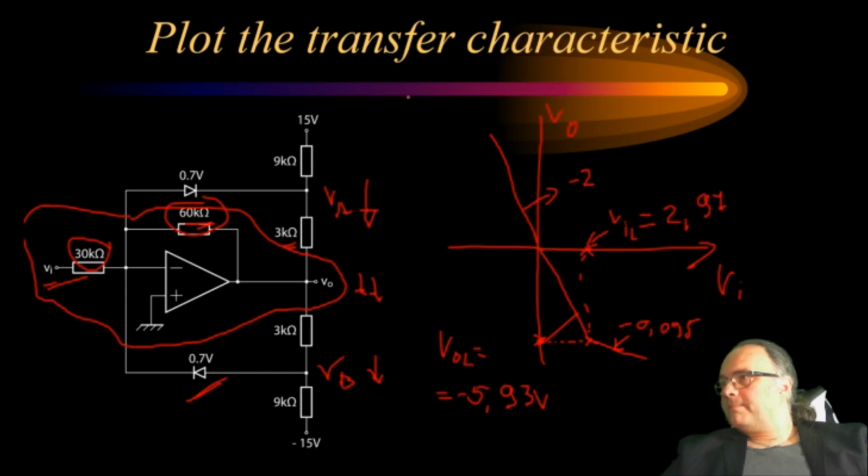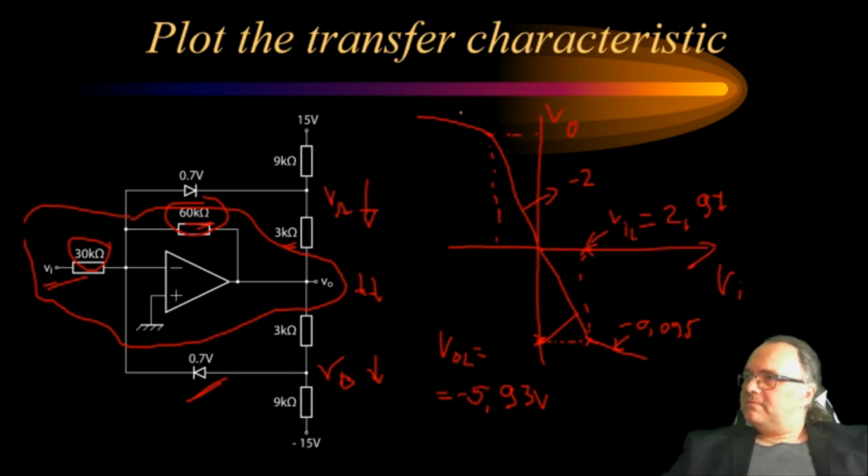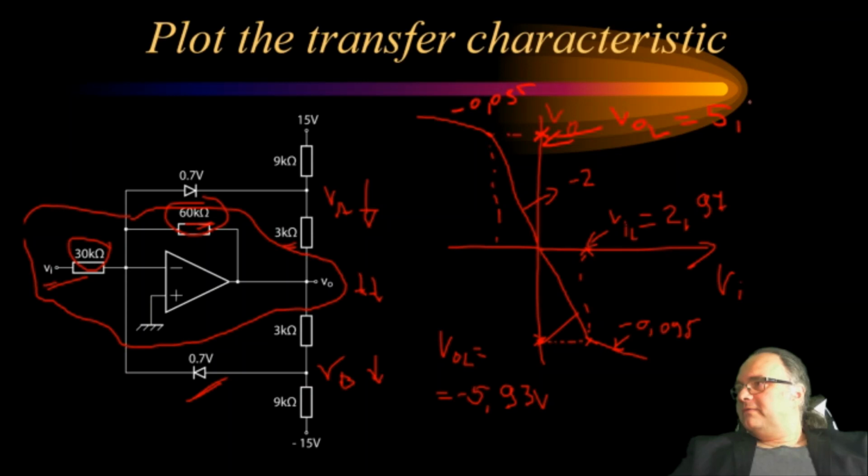So the limiting circuit is symmetrical, so we have this gain exactly the same, minus 0.095, and this happens at voltage V out low equal to 5.93 volts. This would be minus 2.97. So this is the transfer characteristic.